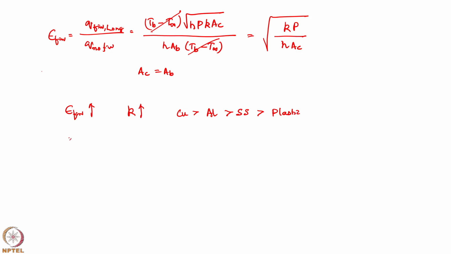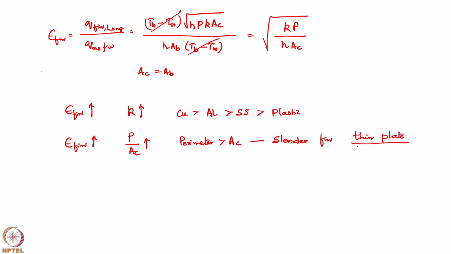Now, if the effectiveness has to increase, P by AC has to be very large. That means perimeter should be greater than cross sectional area, that is possible only when you use slender fin. It has to be slender fin, thin plate fins are very effective because its effectiveness will be very high.